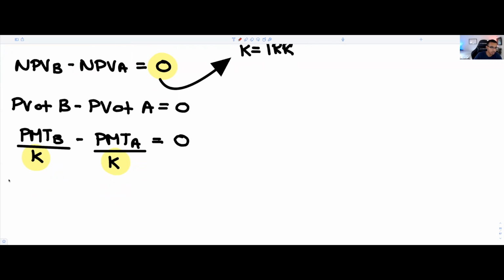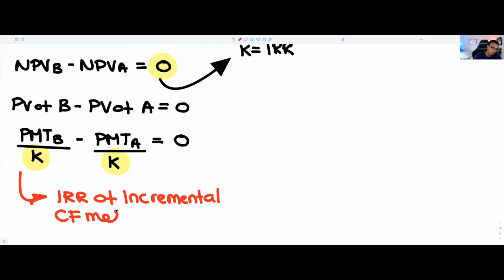so I'm going to try to maybe draw a little arrow if it allows me to. It doesn't allow me to. If you look at all my videos, you always see me struggling to find a way to draw a nice arrow. But anyways, what's awesome here is that the IRR of the incremental cash flows method is the crossover rate.